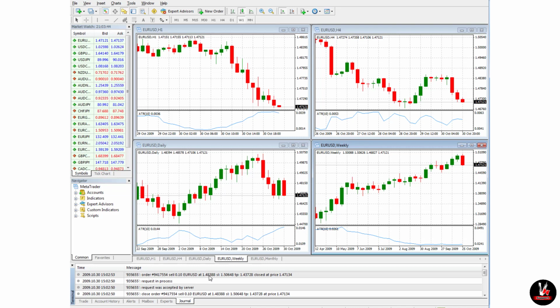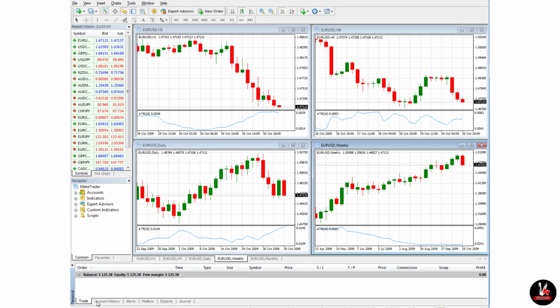The order here canceled out the stop loss, canceled out the take profit, and closed at 1.47134. This means our profit on this particular trade was $125 because we're using a 1/10 lot size. In a standard lot size, standard account, that would have been 125 times $10 per pip, which would have been $1,250, which is fine.